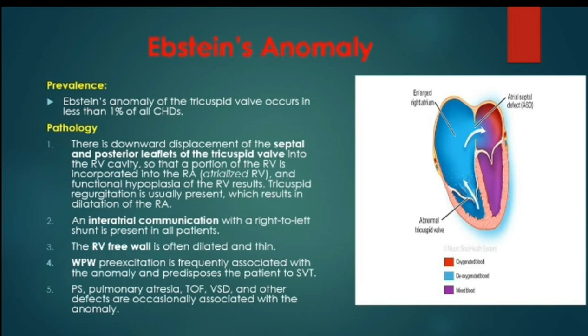These patients are always suffering from Wolff-Parkinson-White pre-excitation, and predisposes the patient to SVT. A common association with this pathology is pulmonary stenosis or pulmonary atresia, sometimes TOF and VSD.